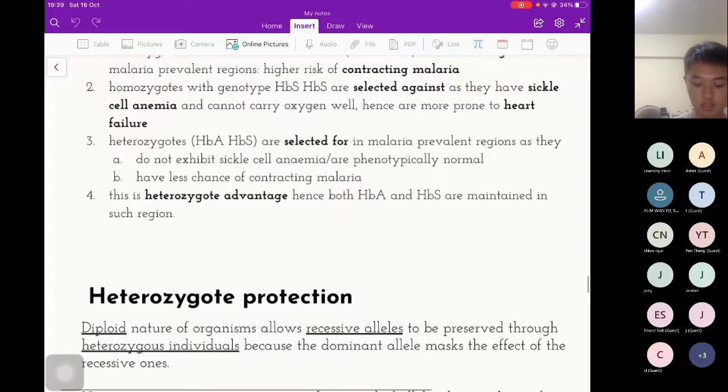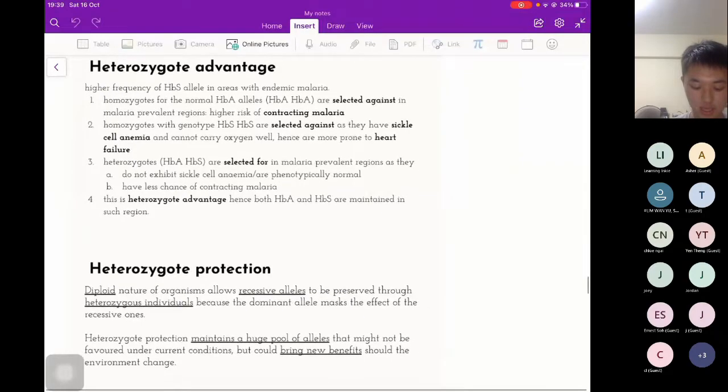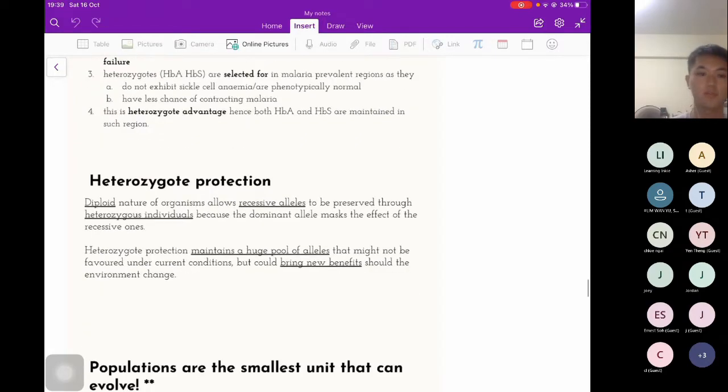Okay, so this is a thing that people always confuse themselves with. Heterozygote protection just means I have two copies, one dominant, one recessive, and I can pass it down to my future generations. That is the idea of protection. Advantage is I don't die because I'm a heterozygote. Okay.